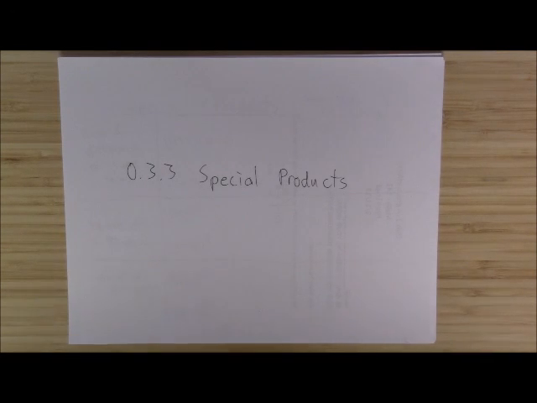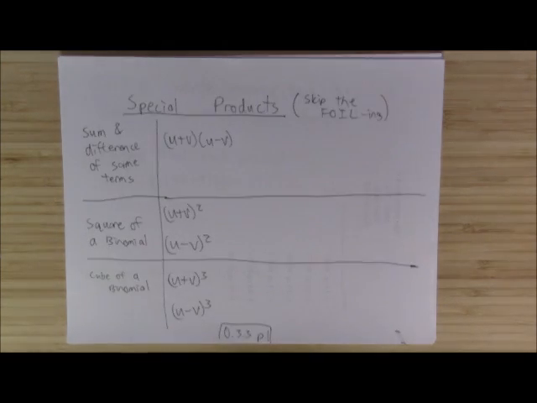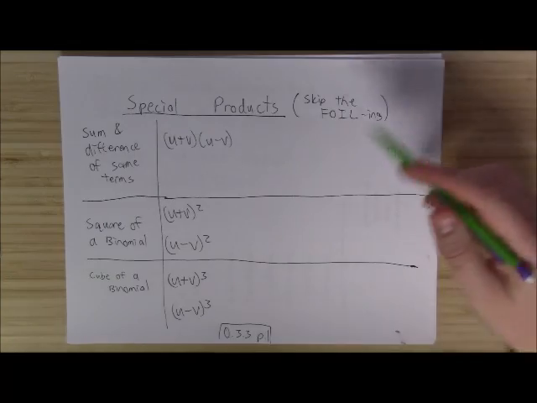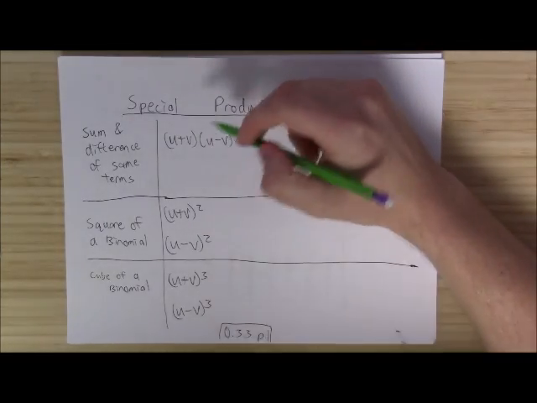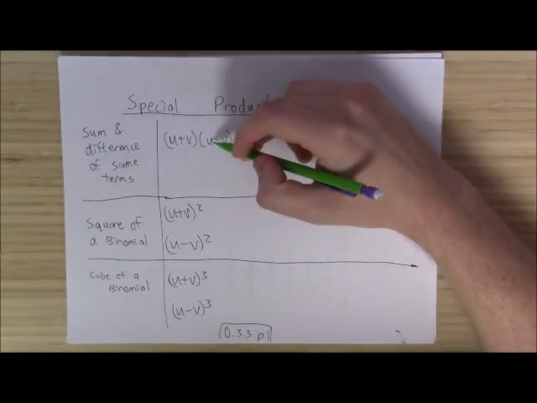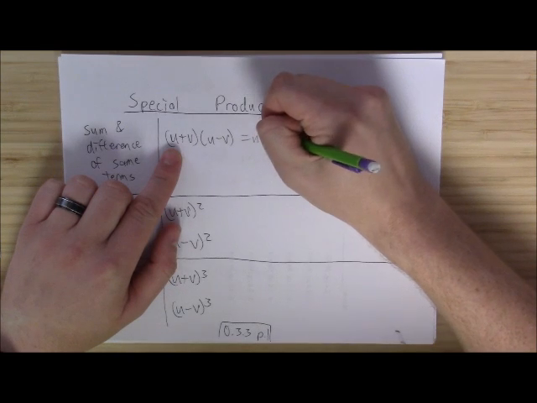In this video, we'll be talking about special products that can result from FOILing. When we FOIL each of these out, what we end up with is the following. So this is me skipping the FOILing. What we would end up with is u and u, so the first terms would be u squared.